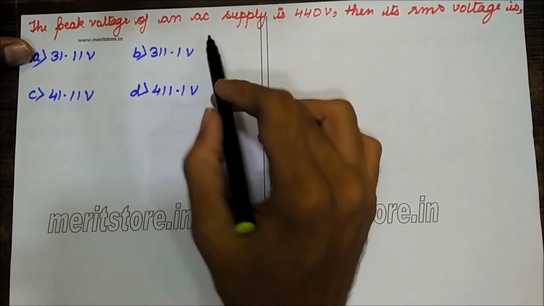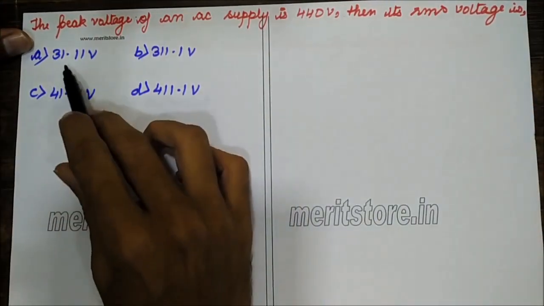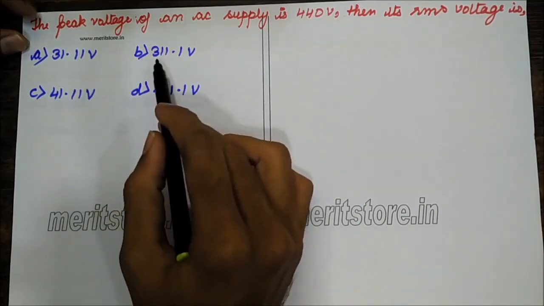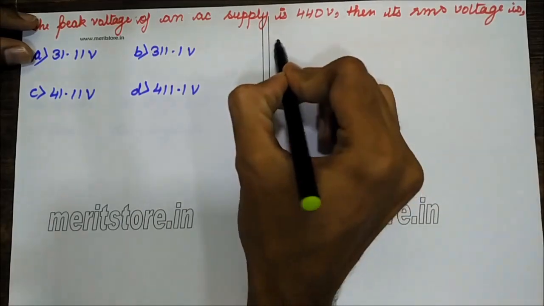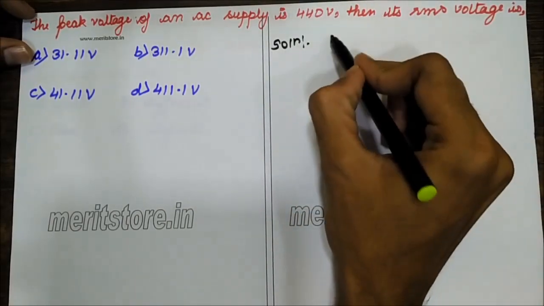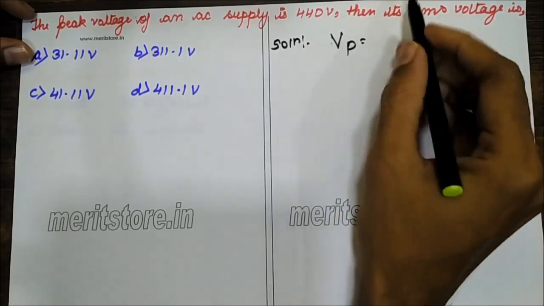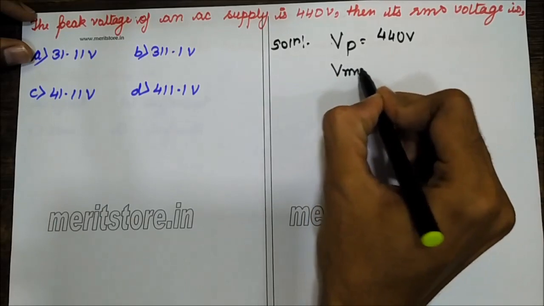The peak value of an AC supply is 440 volts, then its RMS voltage is 31.11 volts, 311.1 volt, 41.11 volts, or 411.1 volt. So here what we have given is a peak voltage for an AC supply, that is VP, and it is 440 volts. We need to find the VRMS value.